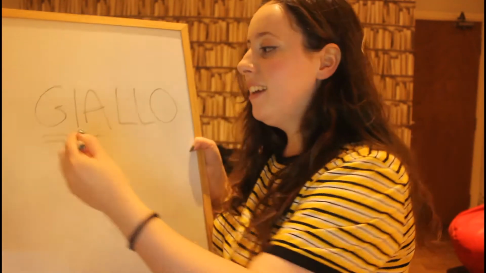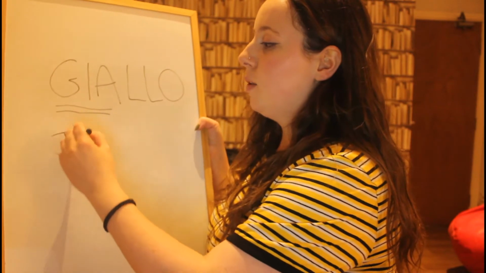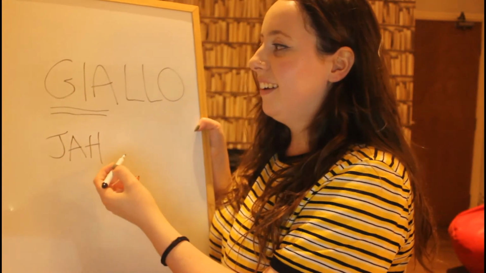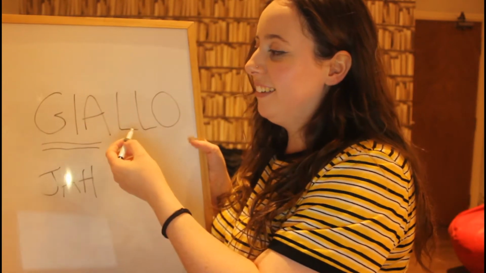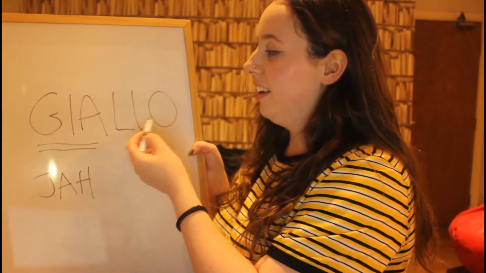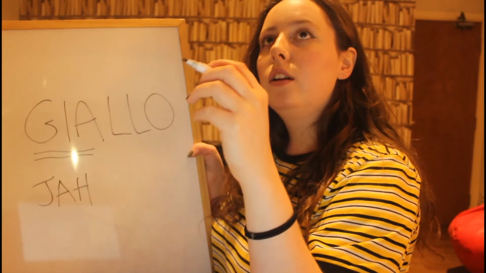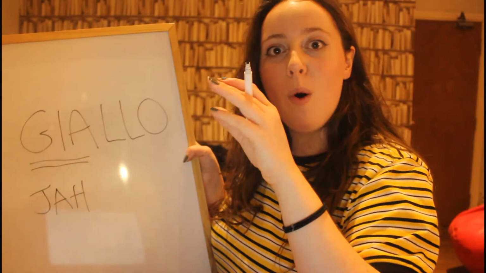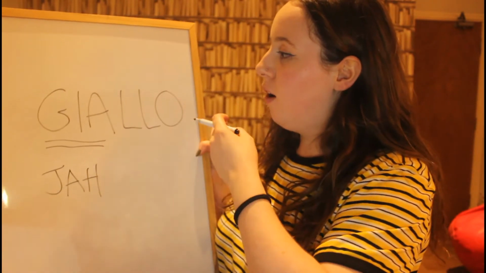This first sequence of three letters is said relatively quickly. Despite pronouncing all three of the letters, it is said so quickly that it just sounds like ja, like that. Giallo. And it is important that at the end of the word you really round the L, so it's like that. That's the best way to describe it. And then the O is like oh at the end, giallo.